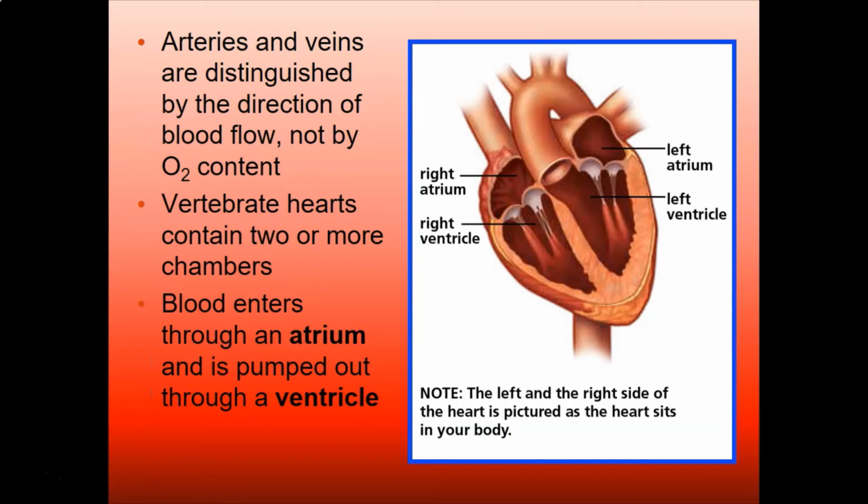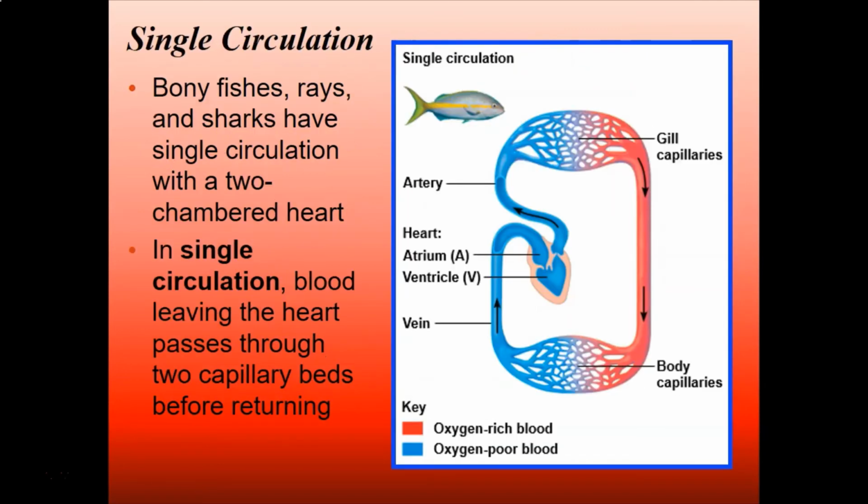Okay, so I hope that was helpful. So as we said, arteries and veins are distinguished by the direction of blood flow, not by oxygen content. Vertebrate hearts contain 2 or more chambers. On the right here you can see a human heart. Blood enters through an atrium and is pumped out through a ventricle, which we'll get really good at as we go through the heart anatomy in this unit.